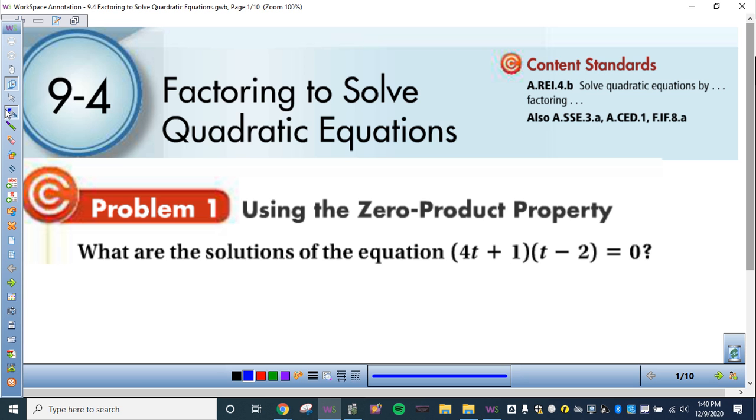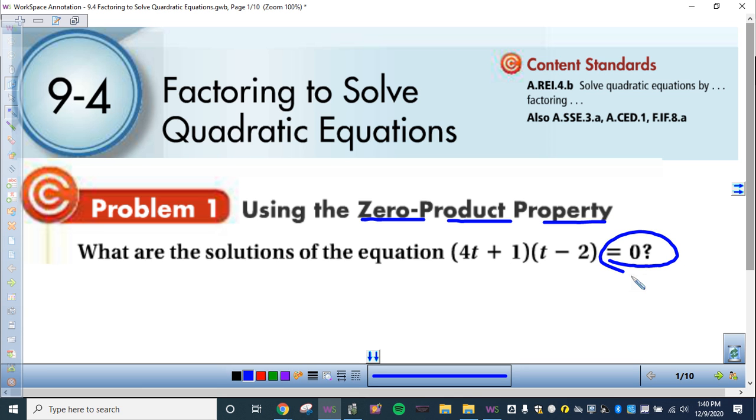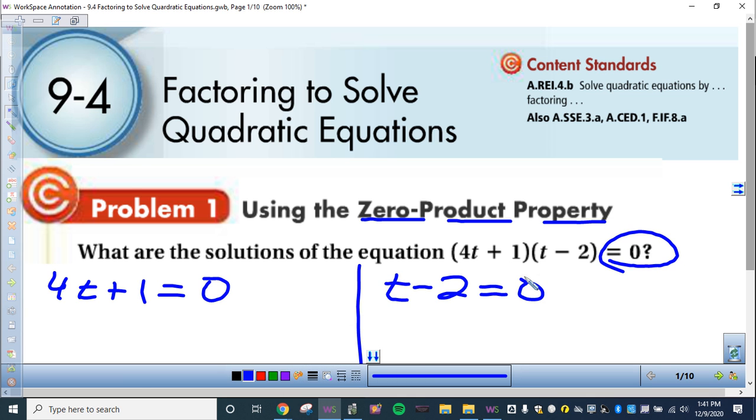We had this thing called the zero product property. All that's happening here is we're setting our equations, whatever we factor, equal to 0 to figure out where the parabola crosses the x-axis. So all we have to do to solve this problem, first one's always the easiest kind, is just take each parenthesis, set it equal to 0, and then solve for the variable.